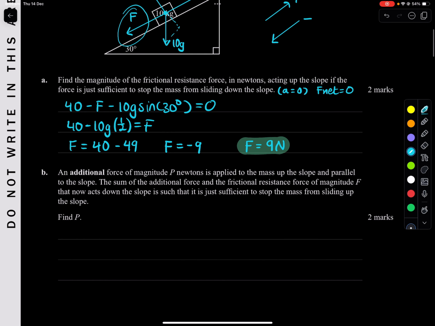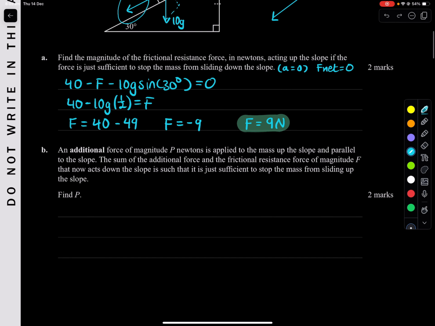Next question. An additional force of magnitude P newtons is applied to the mass up the slope and parallel to the slope. The sum of the additional force and the frictional resistance force of magnitude F that now acts down the slope is such that it's just sufficient to stop the mass from sliding up the slope. In other words, same conditions: there's no acceleration, so there's no movement, hence your acceleration is 0. And it also means that your net force must also be 0.